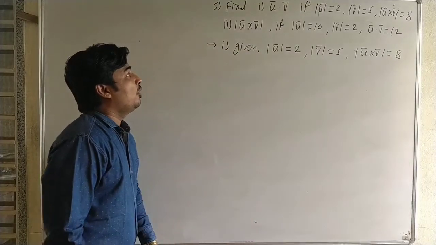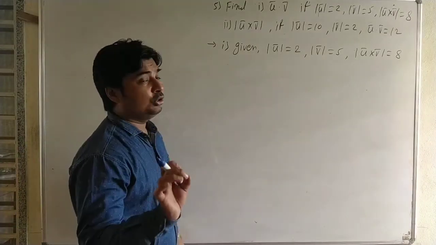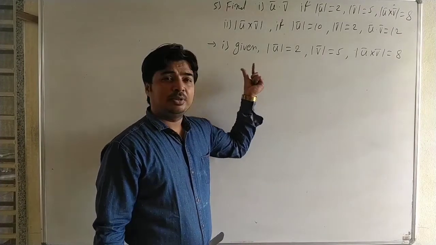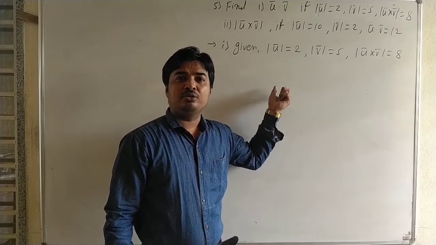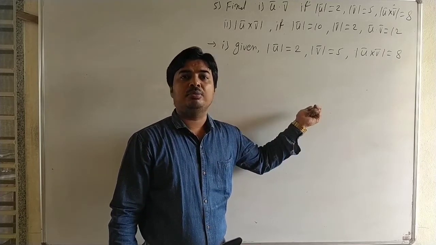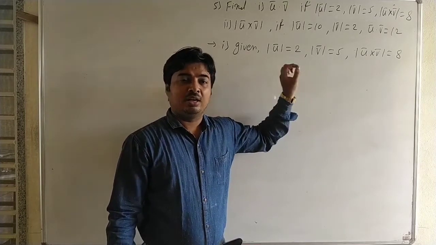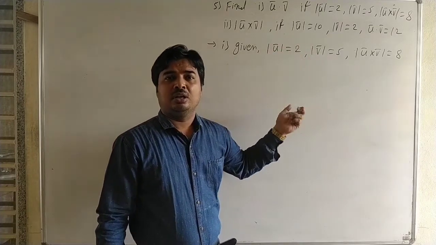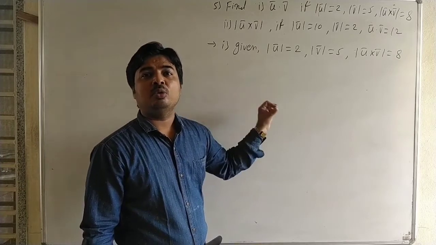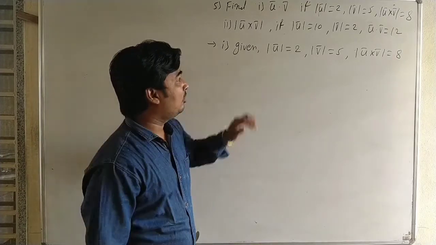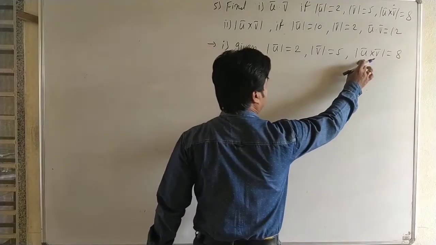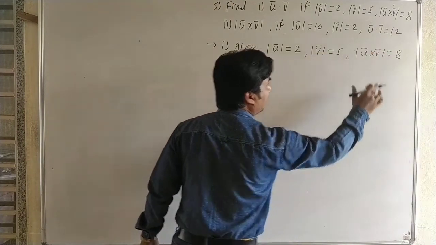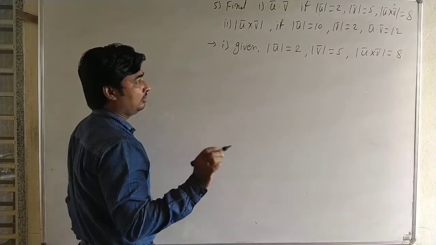Now we find the dot product u bar dot phi bar. The definition of u bar dot phi bar is magnitude of u bar into magnitude of phi bar into cos theta. Here magnitude of u bar and magnitude of phi bar are already given. We want to find just the value of cos theta. First we find the value of sin theta by using the cross product, and then from sin theta we find the value of cos theta.